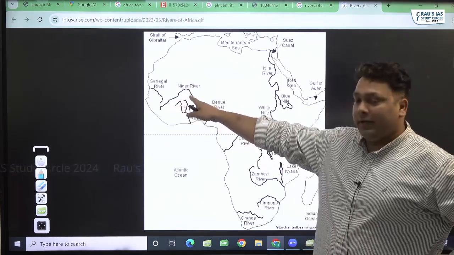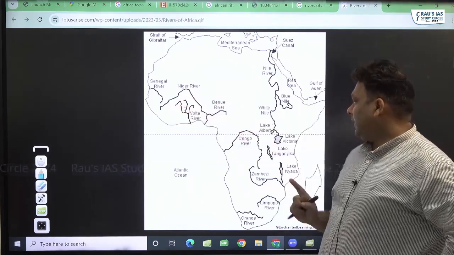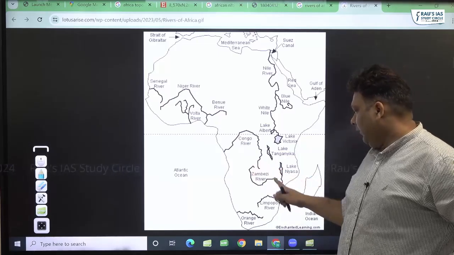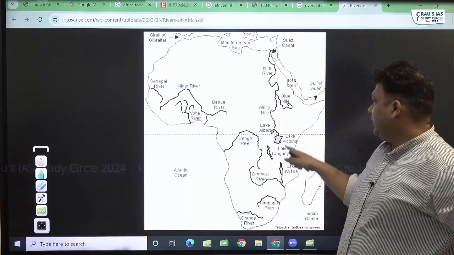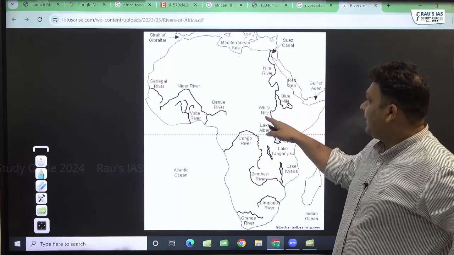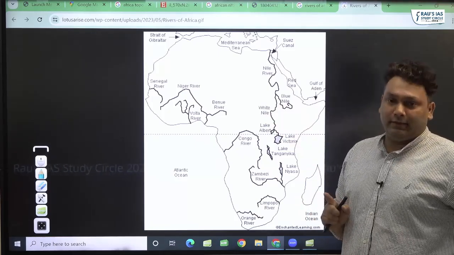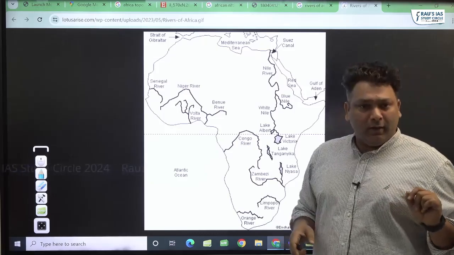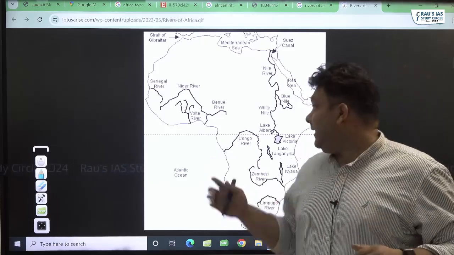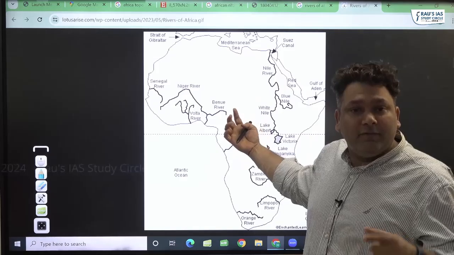Senegal, Niger River, Volta River, Congo, Zambezi, Limpopo, Orange, and you have Blue Nile, White Nile. That's it. You don't have to go for any other river. And remember, wherever you have a river, link this river map with the physical geography map.